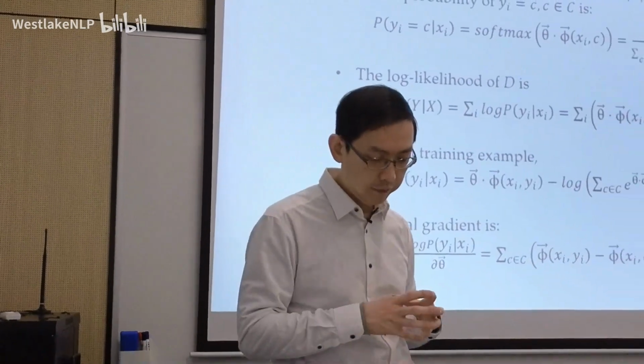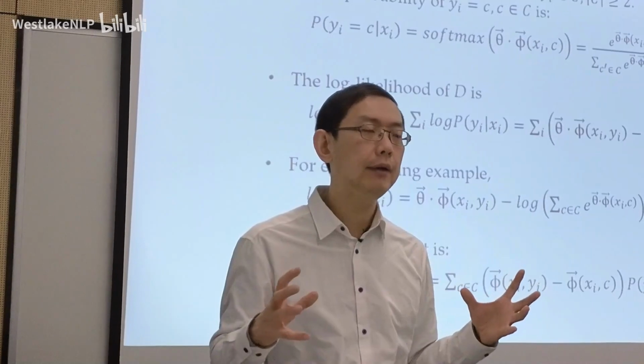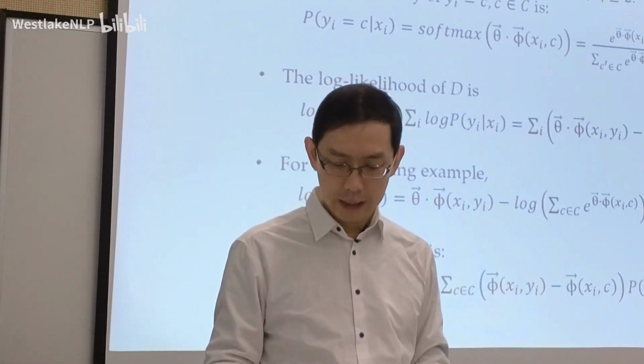The derivative of log y given x over theta is equal to the sum over all possible class labels of the feature vector of your gold class label minus the feature vector of your current class label, multiplied by the probability of this class label. Okay, this is your local gradient. And if you plug this into your gradient descent pseudocode, you get this pseudocode.